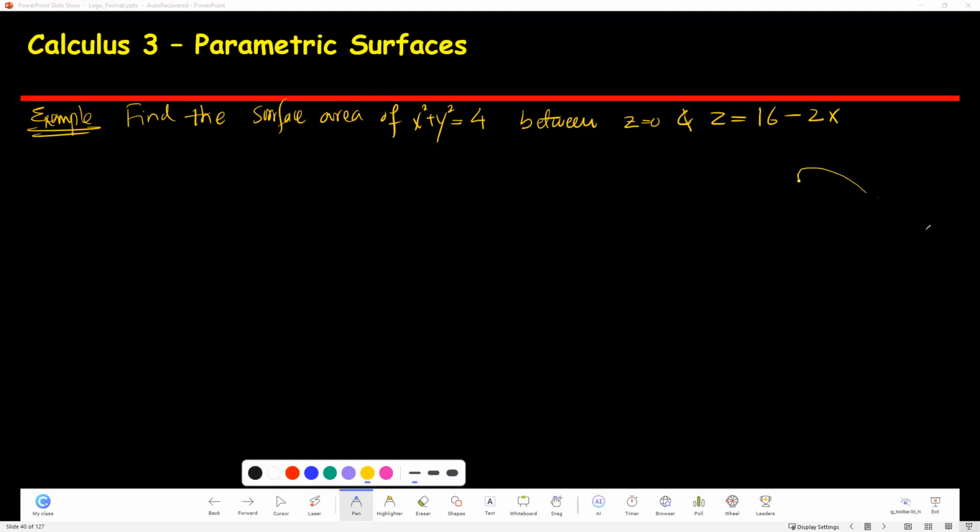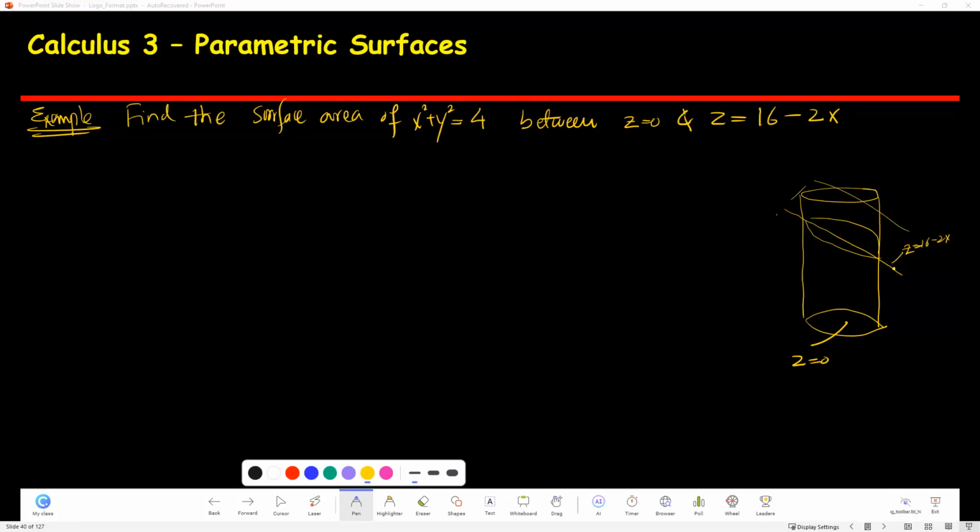Maybe I can just draw this. It looks like a cylindrical shape like this, and this bottom line is where z equals 0. And z equals 16 minus 2x looks like it's going to be a cutting plane. If I cut this with the plane, it's going to look like this shape. This is a plane, right? So the plane is cutting this shape.